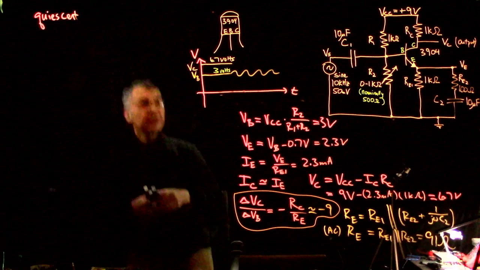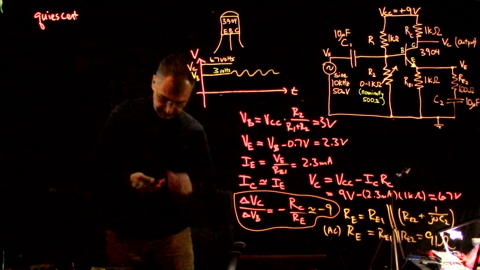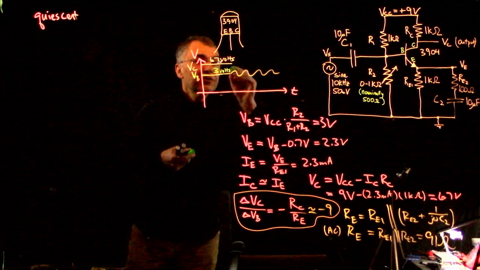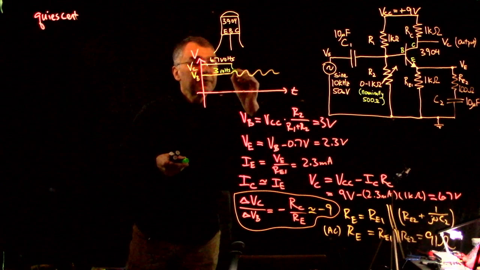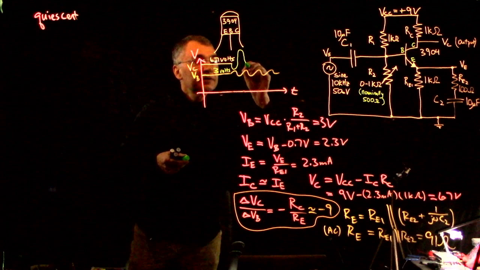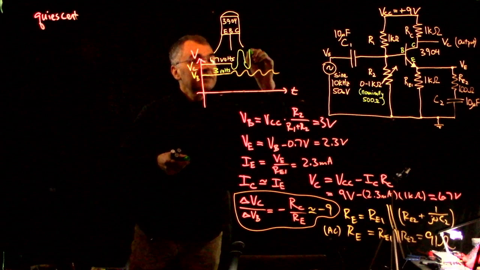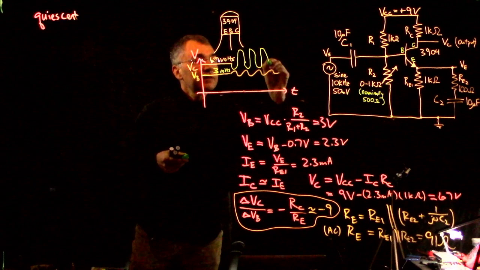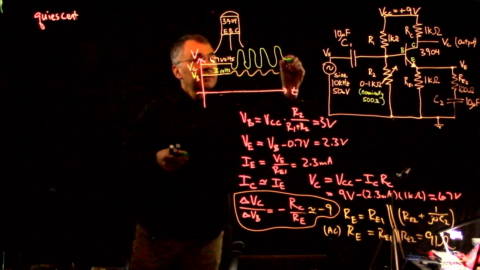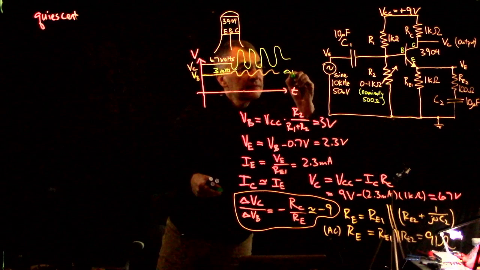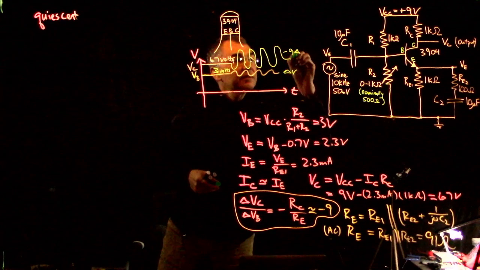So if this goes up by a delta V, then this goes down by about 9 delta V. I'll exaggerate this a little bit. I'm not very good at drawing these things, but if this is delta V, then this is like minus 9 delta V.